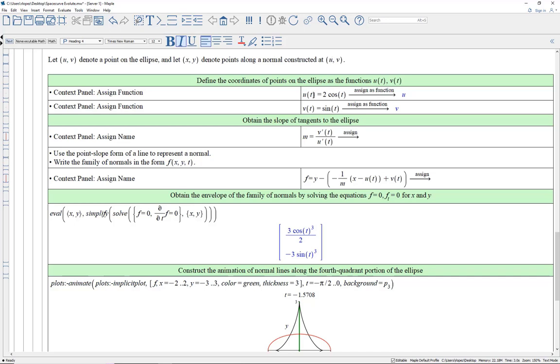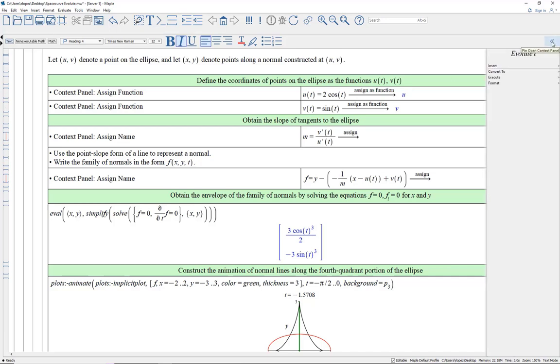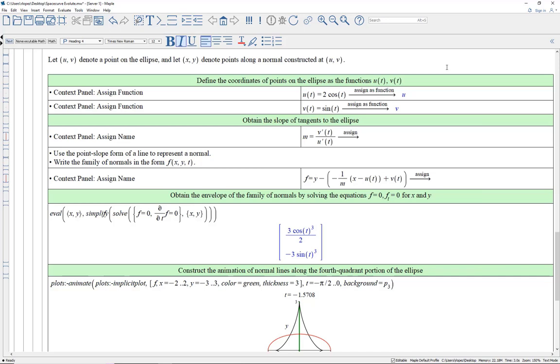So the ellipse, U of t is 2 cos t, V of t is sine t, and I make these functions, and I've done that using the context panel, assign as function. I need the slope of a line defined parametrically, v prime over u prime. Point slope form of a straight line.